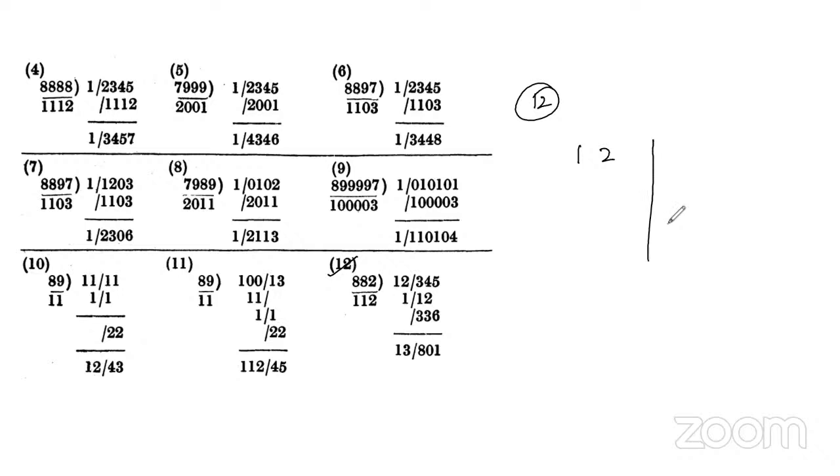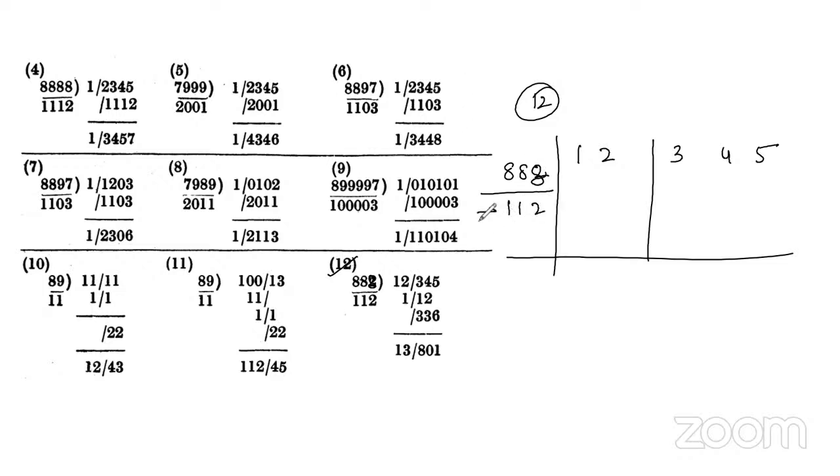1, 2, 3, 4, 5. My divisor will be 882. Okay. Sorry, it is not 882. I think it is 888. Okay, 888. Then only you will get 112 as a modified divisor. Okay, right. First we are dropping 1. Now see, 1 into 1 is 1. 1 into 2 is 2.